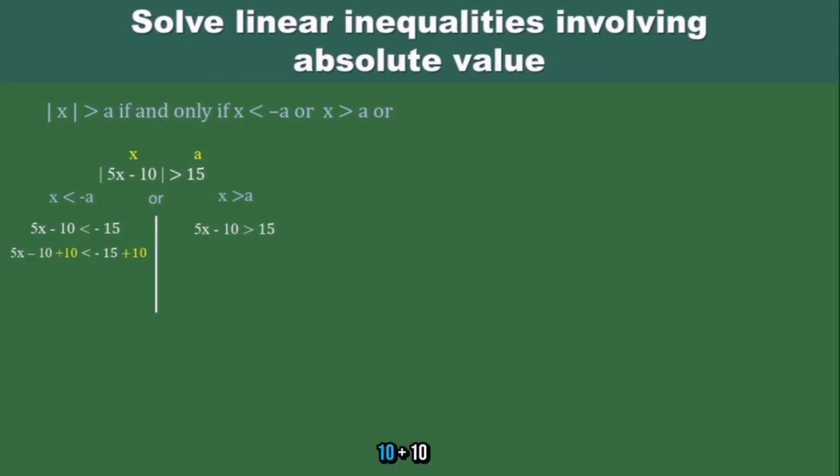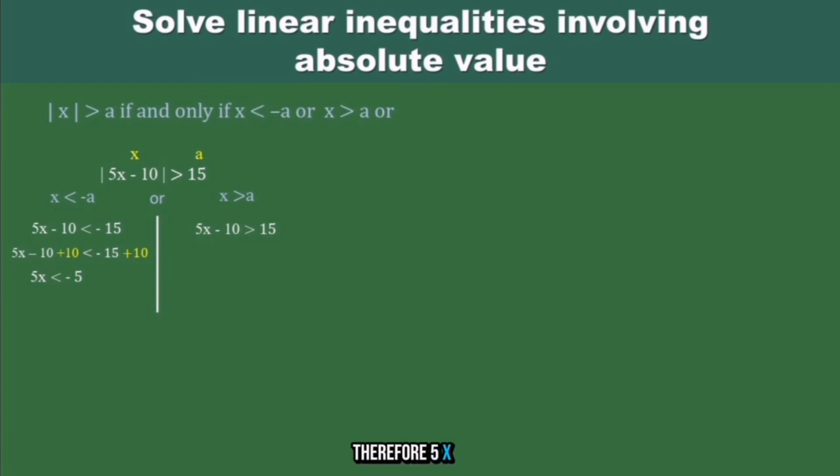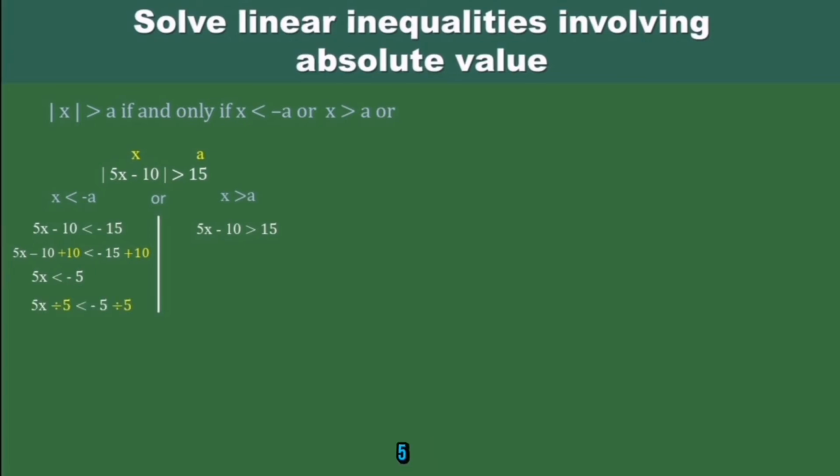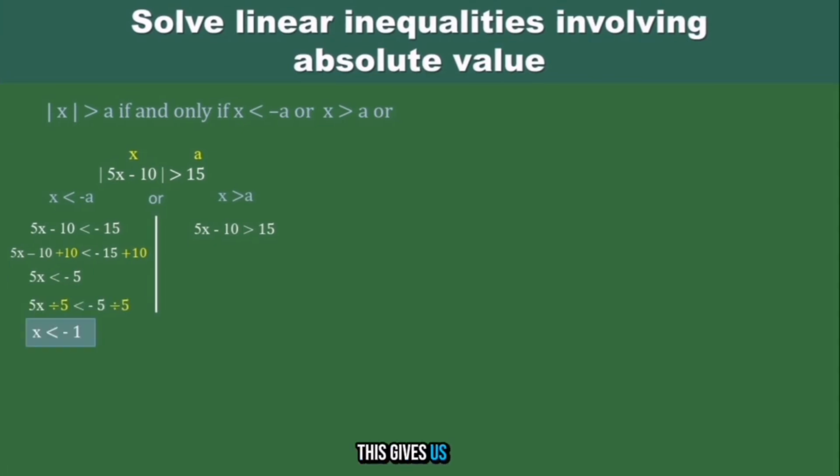5x minus 10 plus 10 is less than negative 15 plus 10. Therefore, 5x is less than negative 5. Now, we will proceed in dividing both sides by 5. This gives us x is less than negative 5. This means any x value less than negative 5 satisfies this condition.